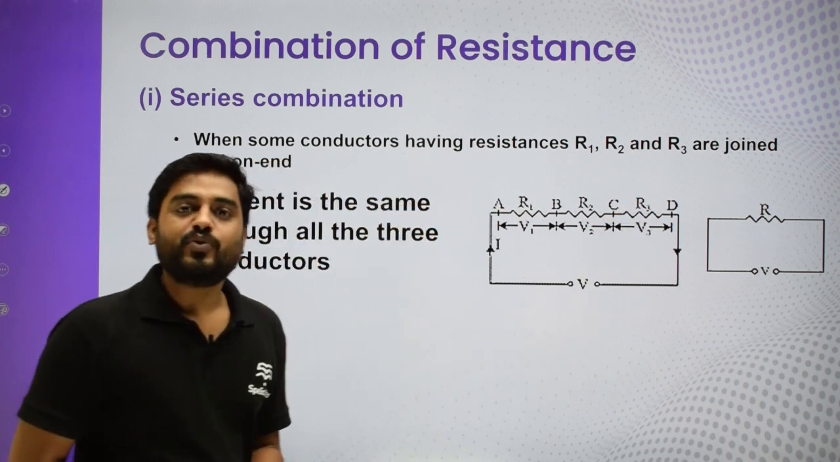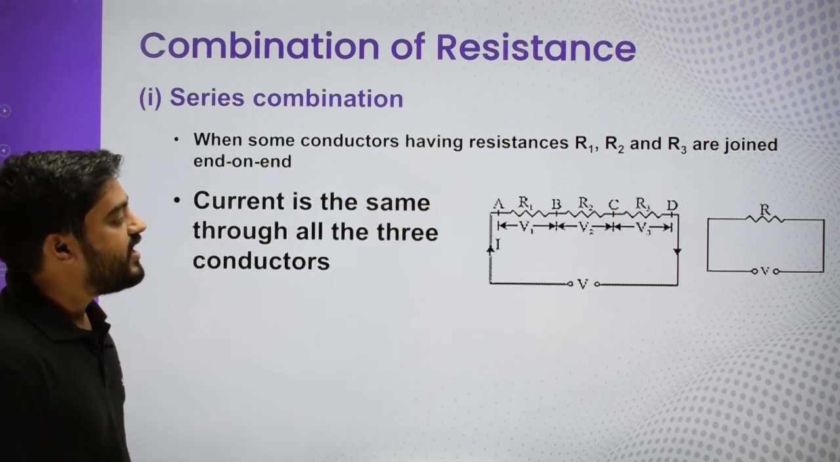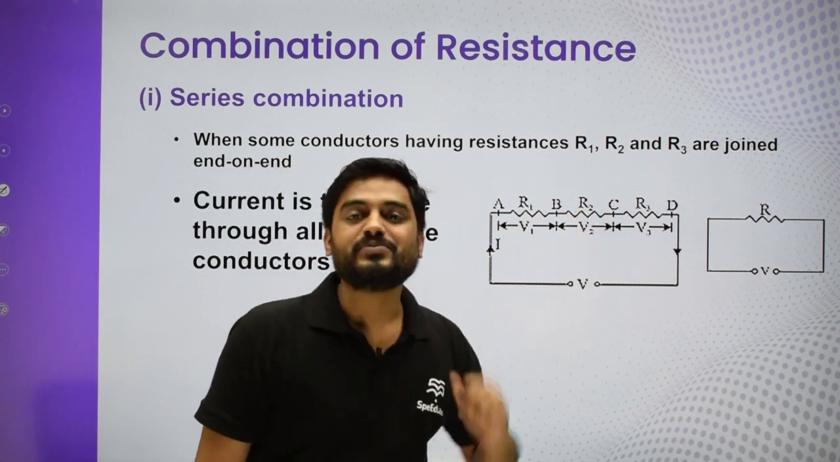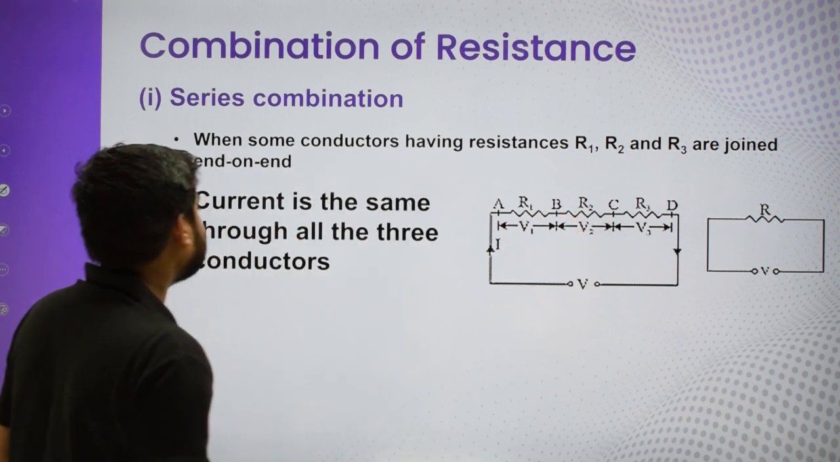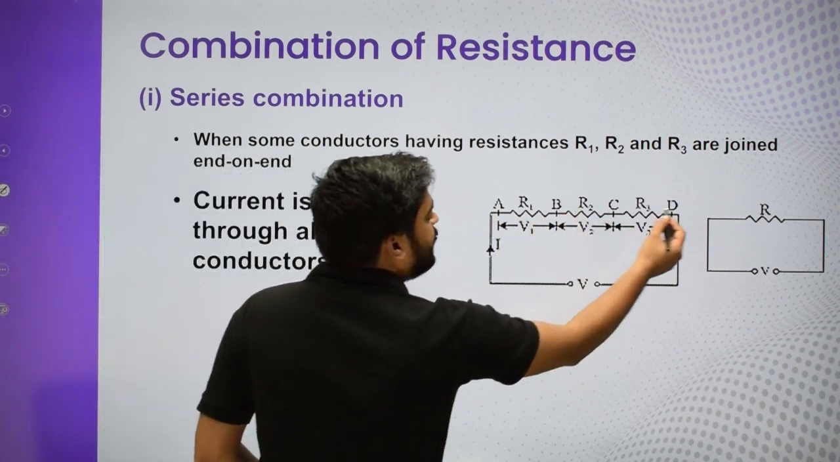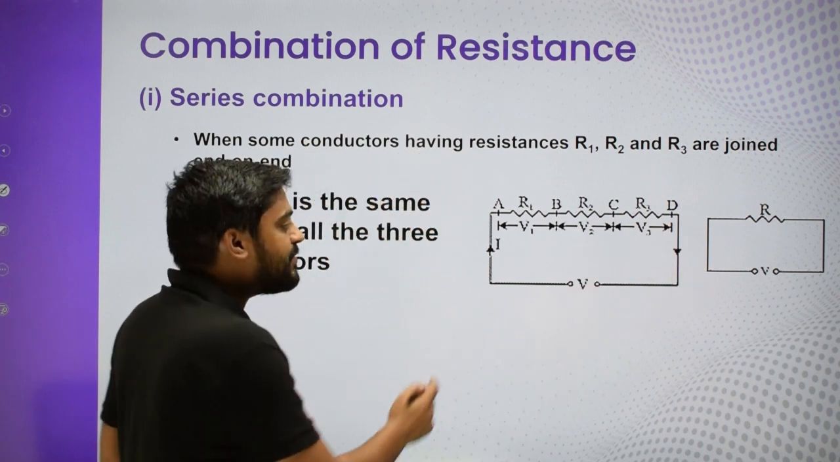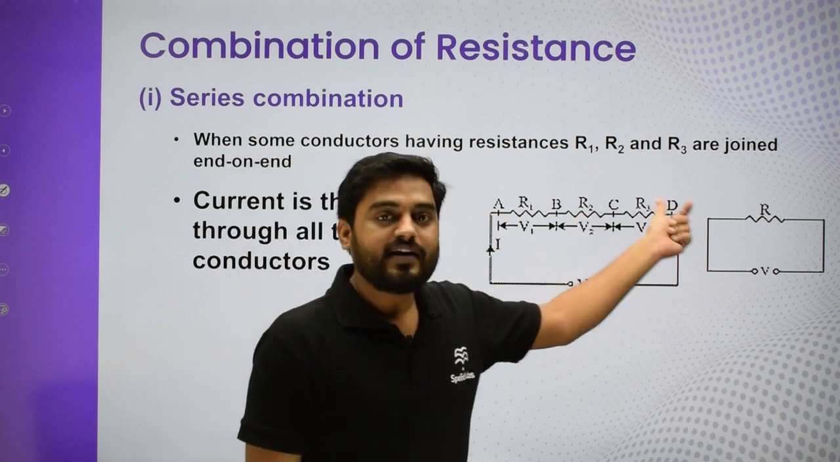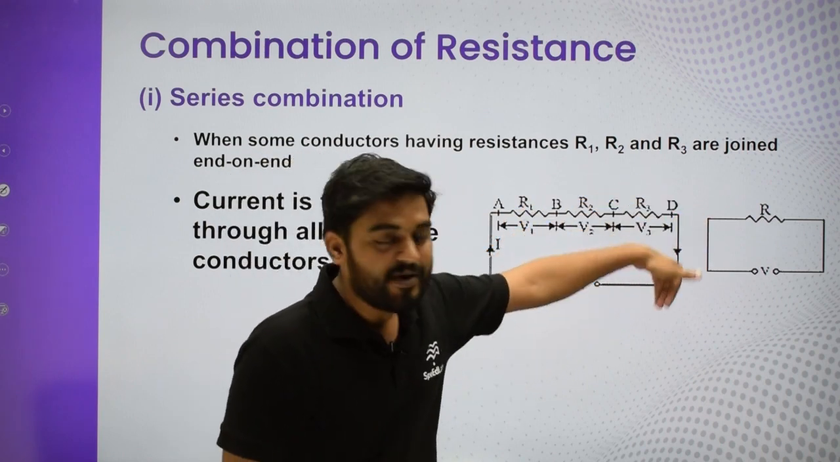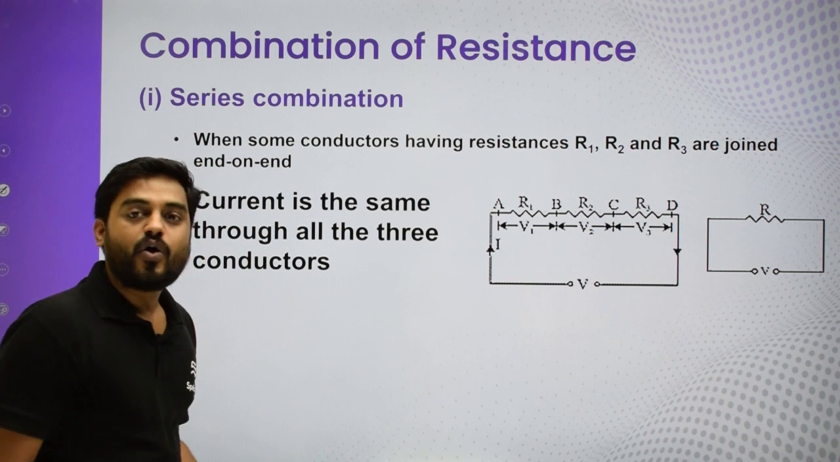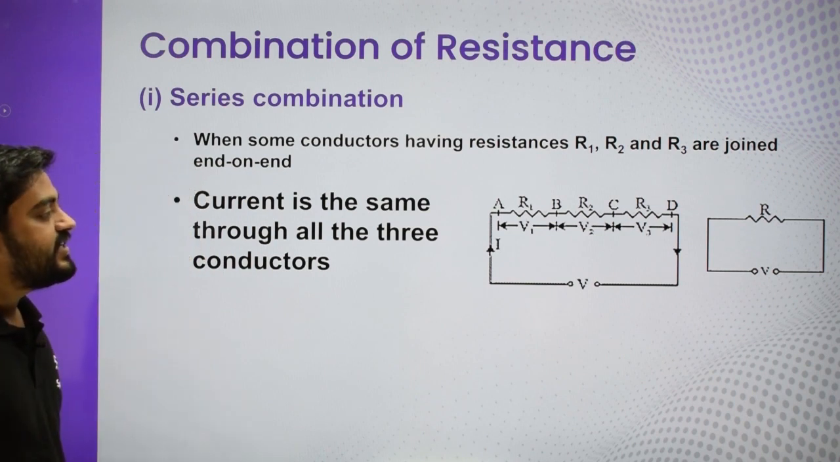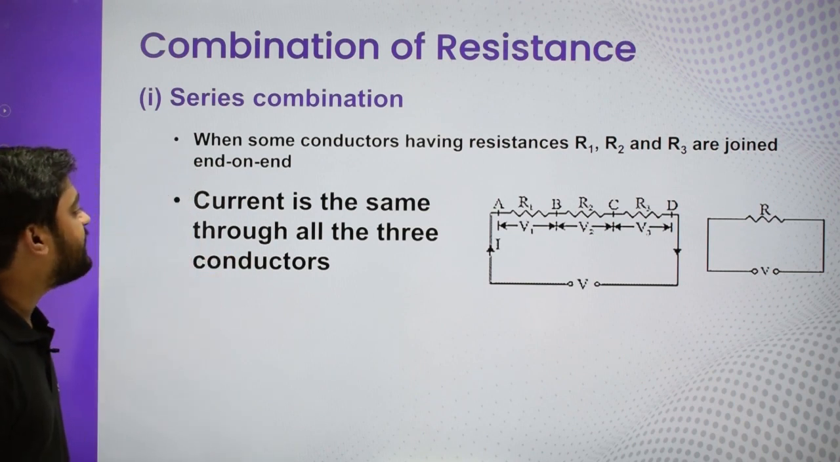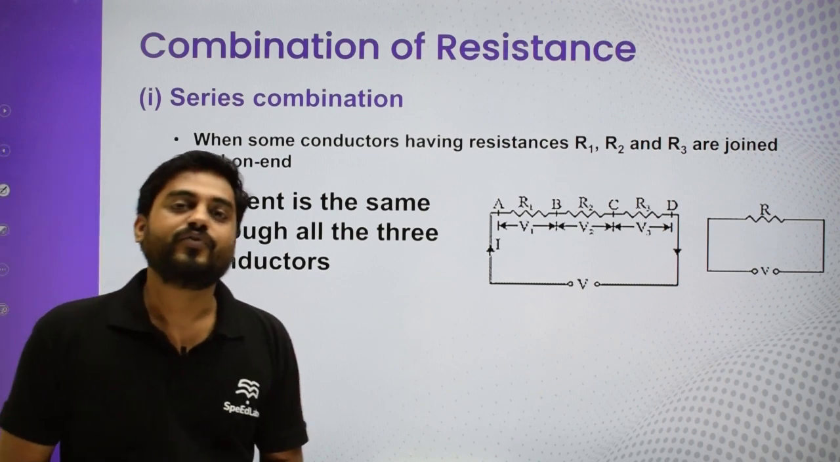Now if two or more resistors are connected in series, what happens? Since they are part of the same single branch, the same amount of current will flow through all of them. Once any amount of current enters R1, then R2 and R3, being part of the same branch, the same amount of current passes through all three. So in series, the important thing is that the current is the same through all of them.